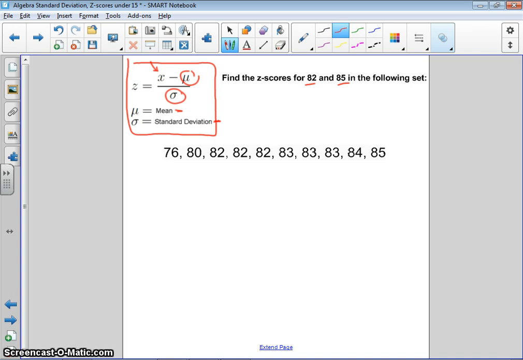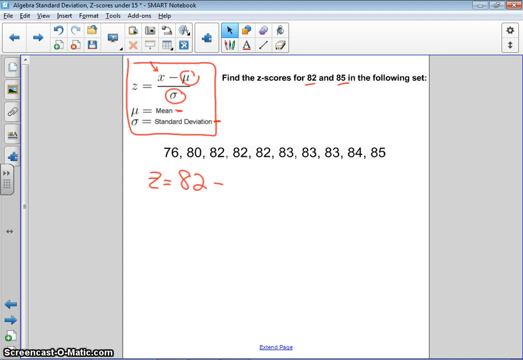Let's go ahead and do the first one. We're going to find the z-score for 82. So the z-score for 82 is going to be 82 minus the mean of the set. Now, do we know the mean of the set yet? If not, we need to go back and plug these things into the calculator. So I'm going to hit pause and quickly get the mean of the set.